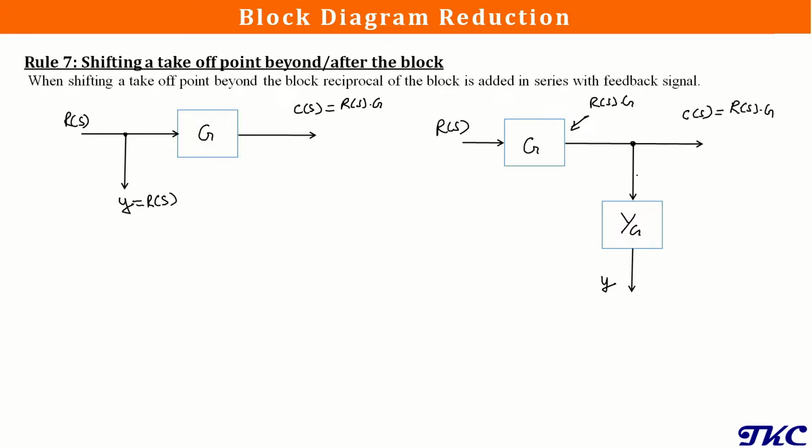Now let's see the feedback signal here. Before this block, the value of the feedback signal is the same as this value, that is R of S into G, and after this block it will be Y. So this value will be R of S into G into this 1 by G, that is the block value, so Y will become R of S only, because G and G will get cancelled. So now we can see here it is the same as the value Y, and the output also for both the cases is the same.